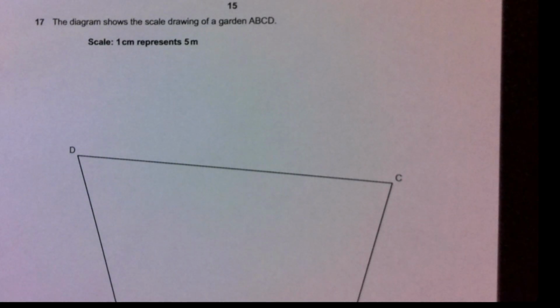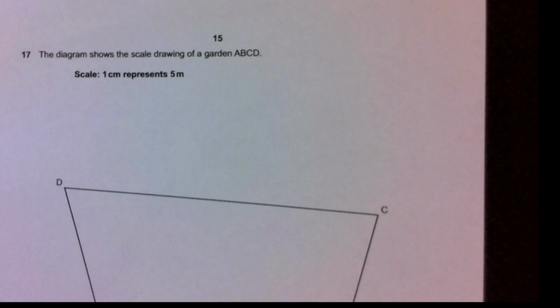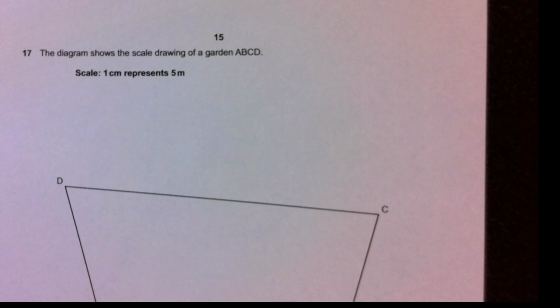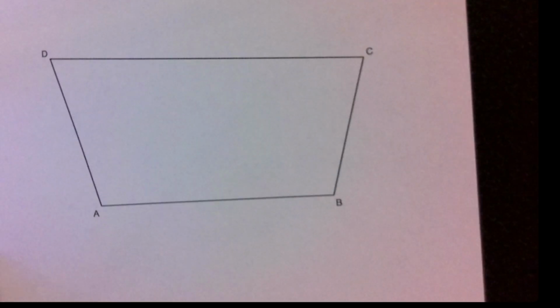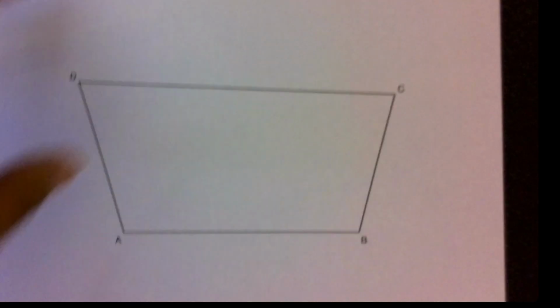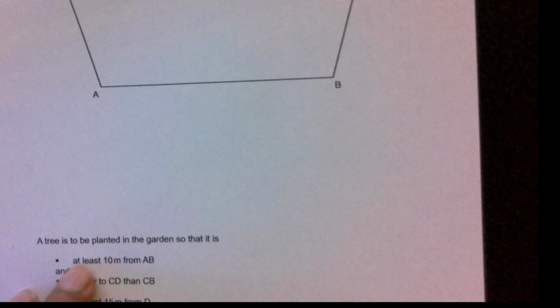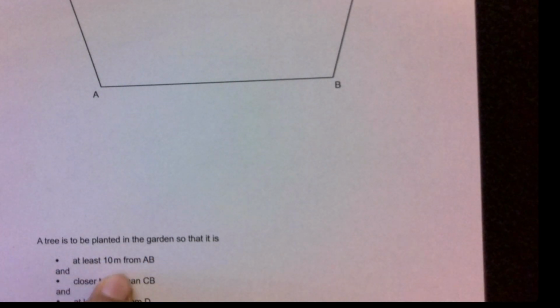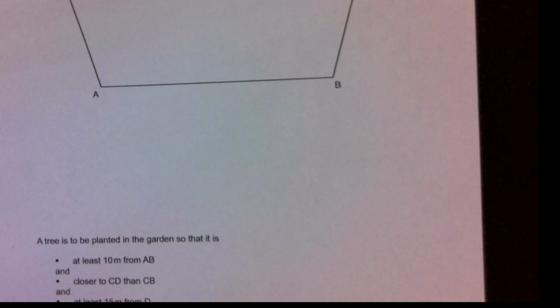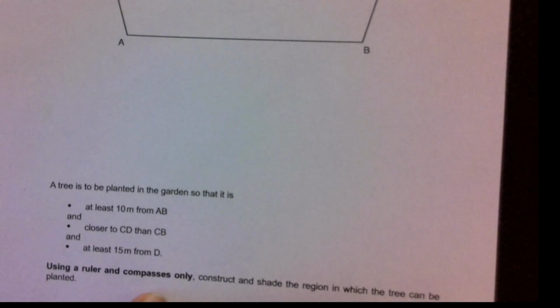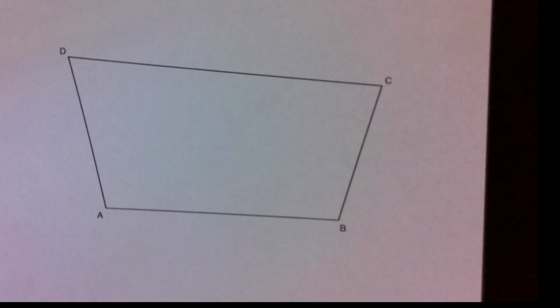Question number 17. The diagram shows the scale drawing of a garden A, B, C, D, and we're given that 1 centimeter represents 5 meters. So that's what we see here. And a tree is to be planted in the garden so that it is at least 10 meters from AB, closer to CD than CB, and at least 15 meters from D. And using a ruler and compass only, we have to construct and shade the region in which the tree can be planted. Well, let's take this one step at a time.